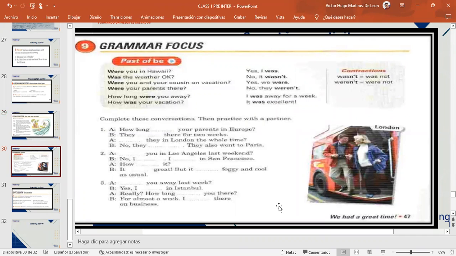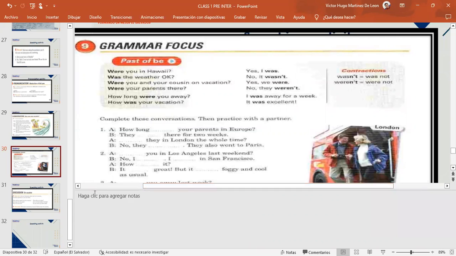Okay, let's talk about the past of the verb to be. The past of the verb to be is something very easy. Why? Because it has only two conjugations, was and were. Ahí muere el pasado del verbo. Okay, so we're going to talk about were.